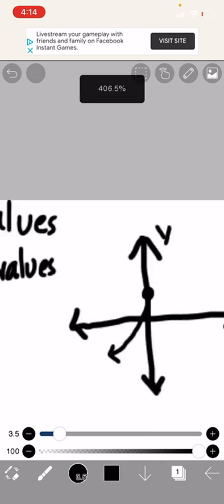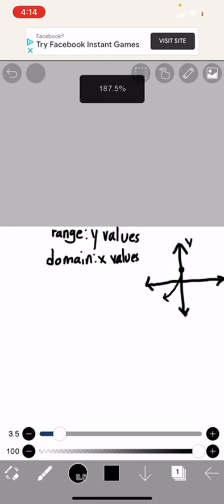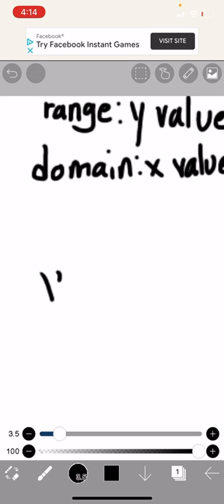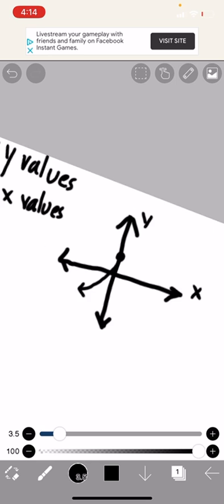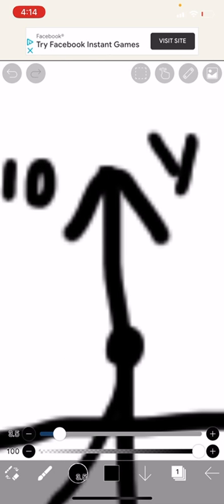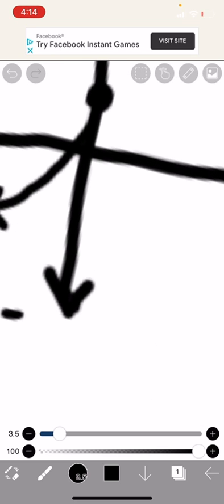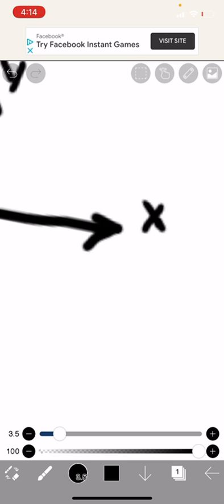Well, we want to find the range, and right here we have all y values. First, we'll write it like this. Since we're looking at range, we'll write this like this. Alright, let's take a look at our starting point. So say this is just 10, and this is negative 10. And this is also negative 10. And this is also 10.